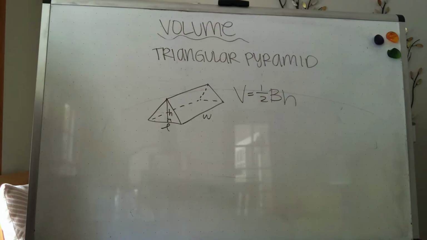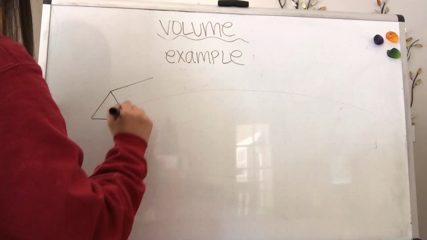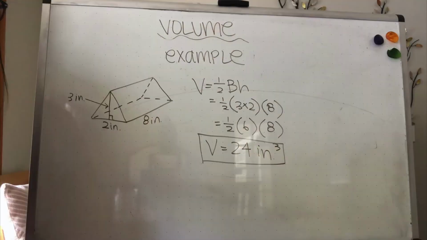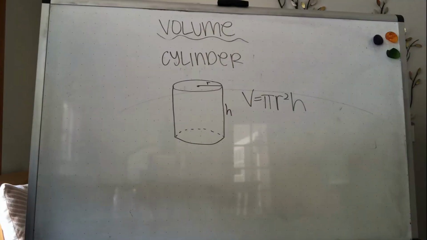Next, we have a triangular prism. Sorry, I should say prism, but I accidentally wrote pyramid, but it's prism. For this, we're going to find the area of the triangle and also the width that's given. So the formula is going to be volume equals 1/2 base times height times width. This example gives us the height, which is 3 inches, the length, which is 2 inches, and the width, which is 8 inches. When we plug everything in and multiply everything, we end up with the volume is 24 inches cubed.